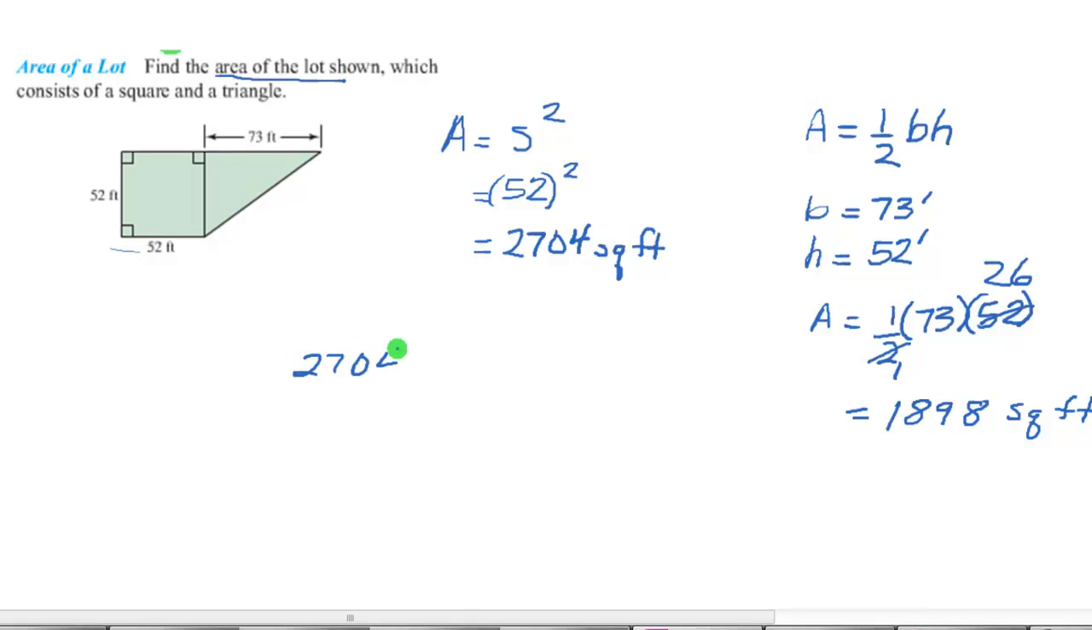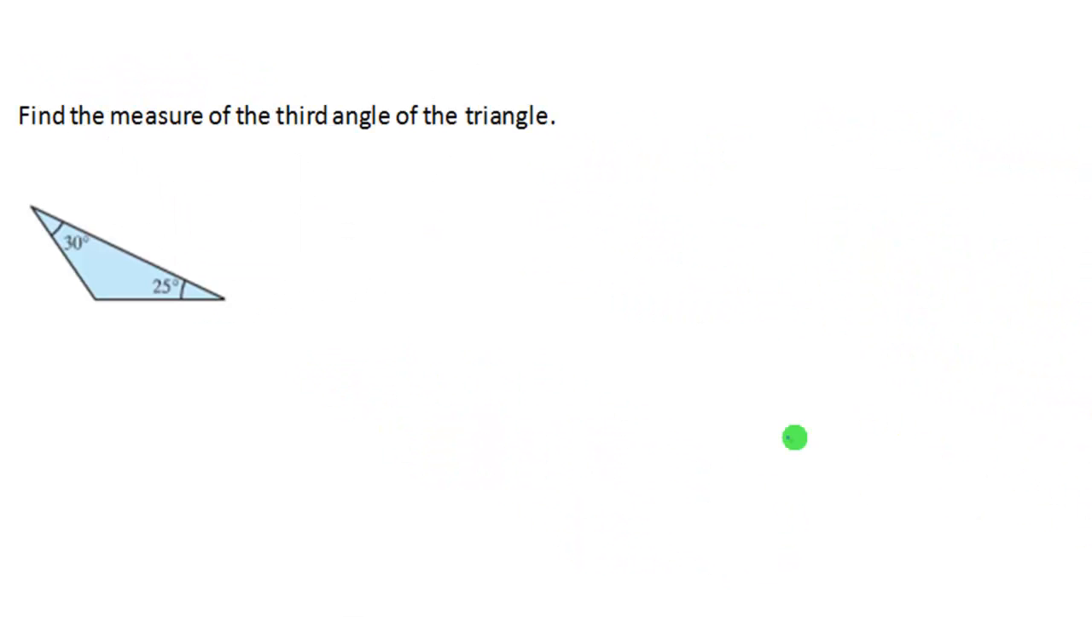Now we want to find the area of the lot. So we're going to take the area of the square and add it to the area of the triangle. And that gives us 4,602 square feet as the area of the lot.